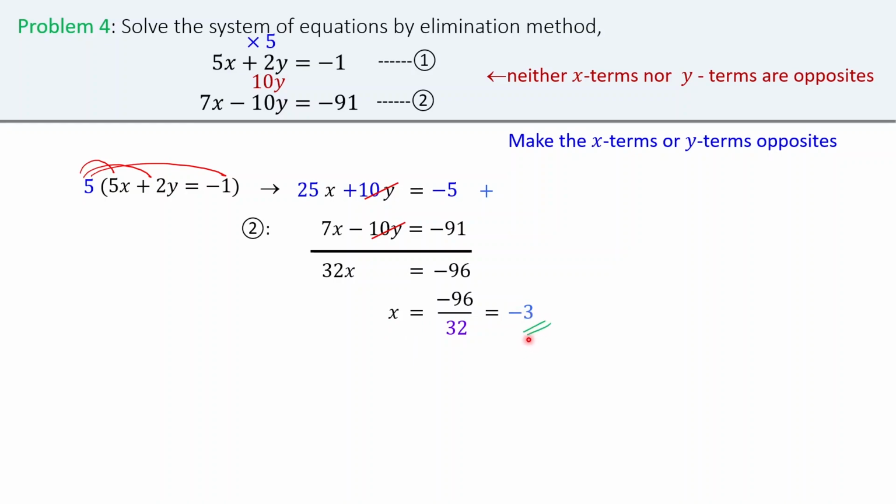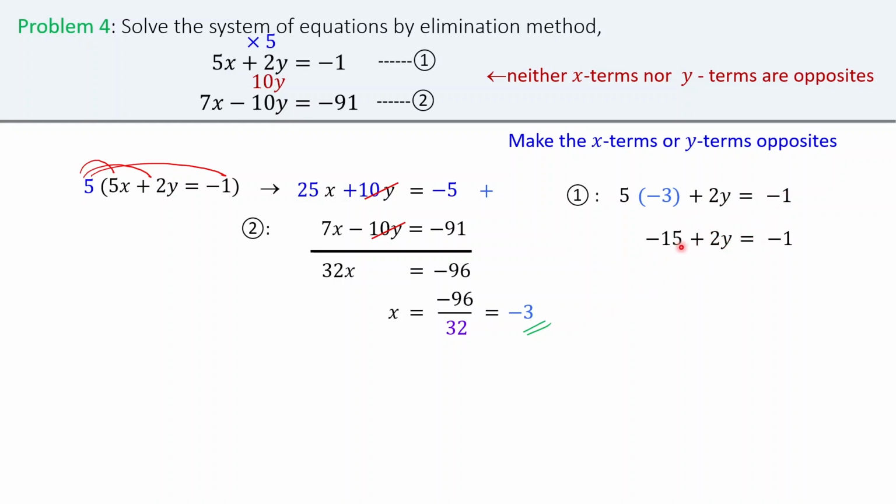Next we need to find the y value. So pick one of these equations. I am going to pick this equation. 5 times x, substitute negative 3, plus 2y is equal to negative 1. 5 times negative 3 is negative 15, plus 2y is equal to negative 1.